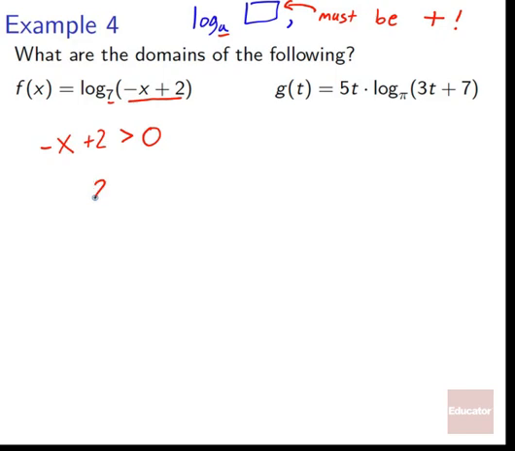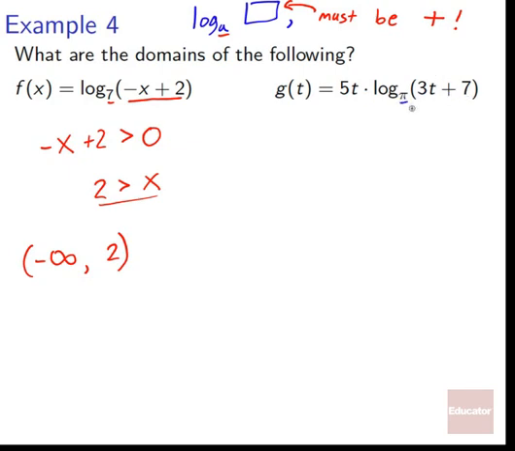We move the x over. We have 2 has to be greater than x. So x has to be less than 2, and it can go all the way down to negative infinity because the only restriction we have is 2 is greater than x, which we could write out as anywhere from negative infinity up until positive 2, but not including the positive 2, which we show with a parenthesis to show not inclusive. Over here, g of t equals 5t times log base pi of 3t plus 7.